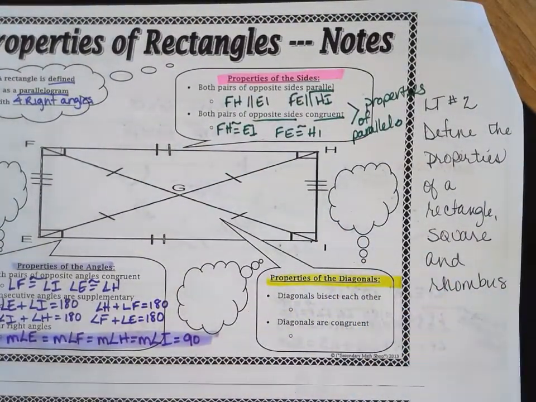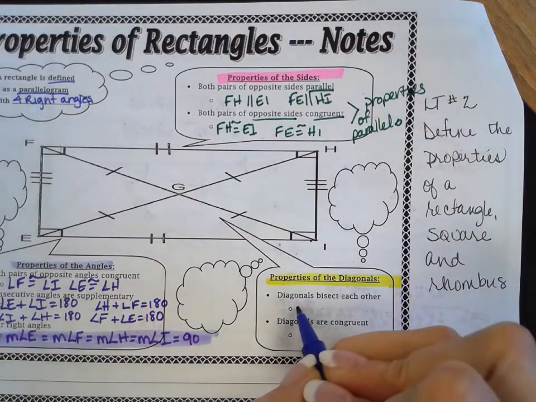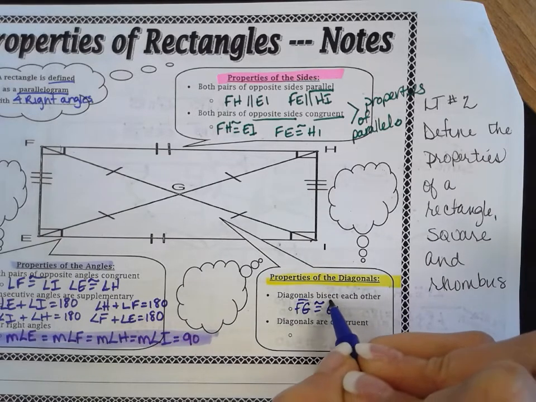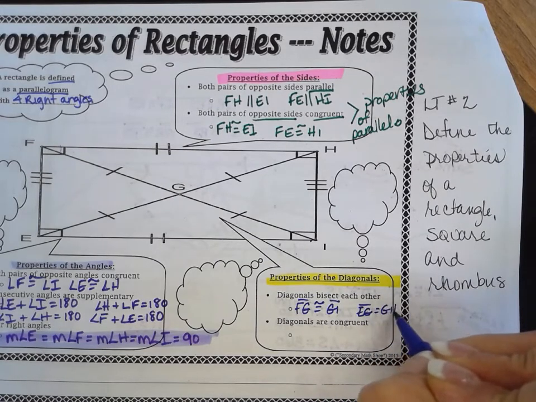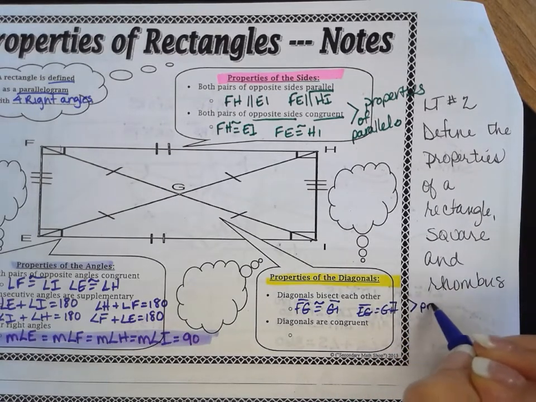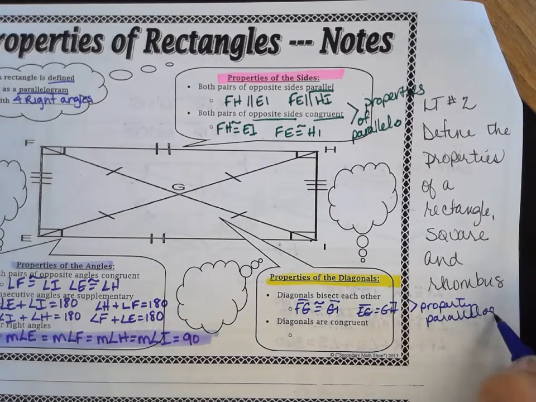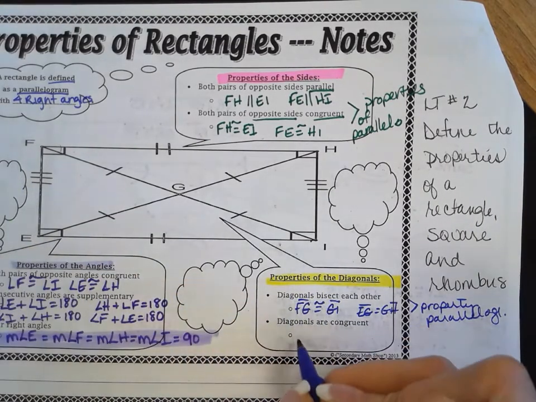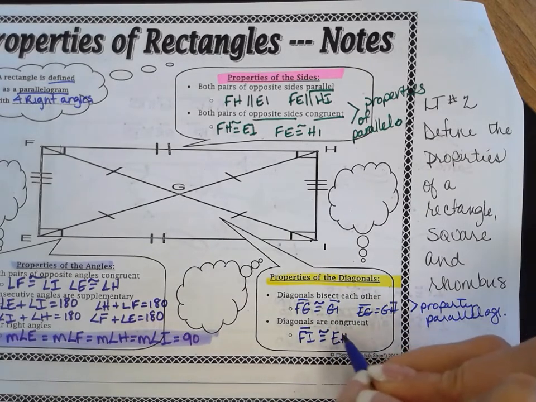Okay, the diagonals bisect each other. Where else have we heard that one? Well, that would be the parallelogram. So FG is congruent to GI, and EG is going to be congruent to GH. Okay, that's a property of a parallelogram. And the only thing different is now my diagonals are congruent. So FI, the whole thing, is going to be congruent to EH.